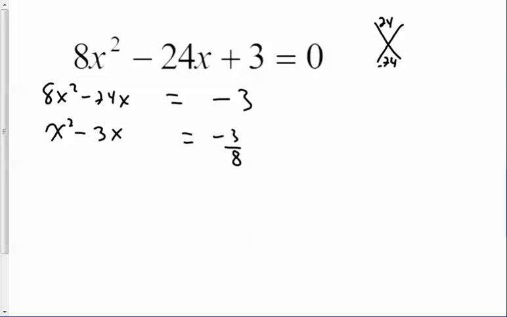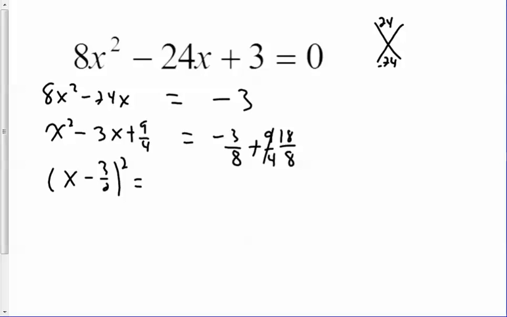So now I want to take half of b. Half of b is negative 3 halves. And I square that, I'm going to get positive 9 over 4. If I add it here, I have to add it here. All right. So now this becomes x minus 3 halves squared equals, and then I'm going to change this to an 18 over 8. So then this becomes 15 over 8. So now how do you get rid of something squared? You square root it. So x minus 3 halves equals plus and minus the square root of 15 over 8, right?